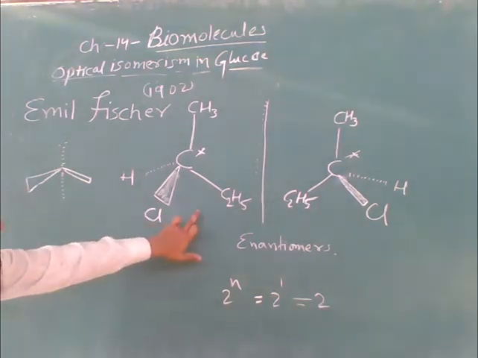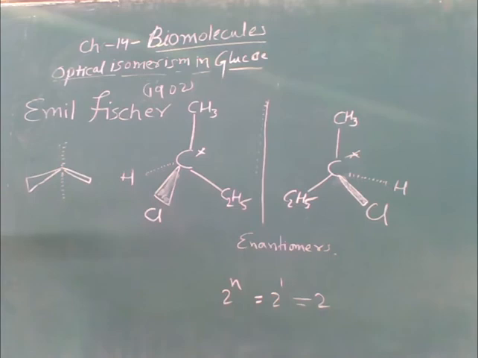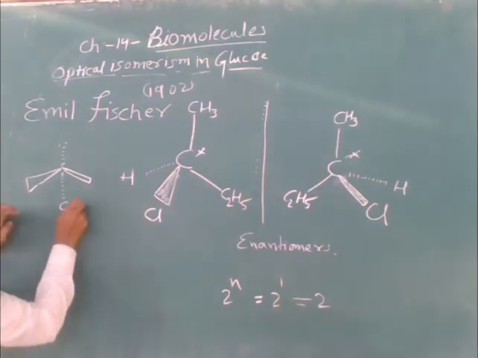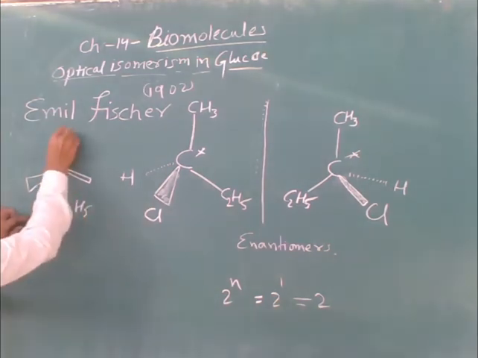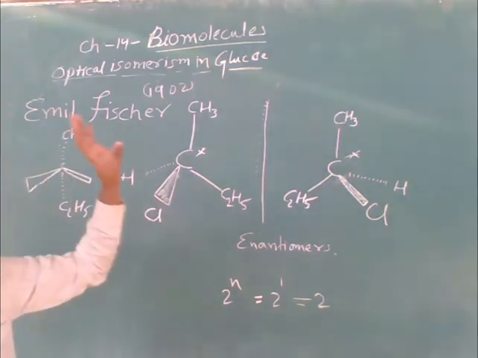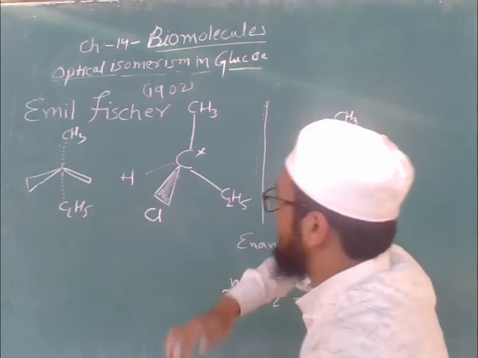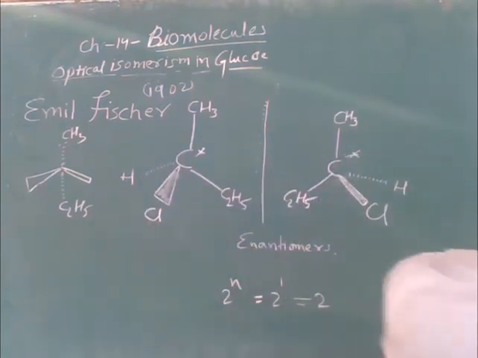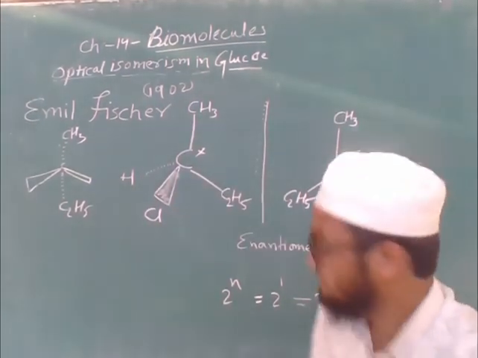So to draw this structure, what I will do, I will make C2H5 and this one CH3. Both are going away from the viewer. Just change this from this side. Again, I will show you with the pen.